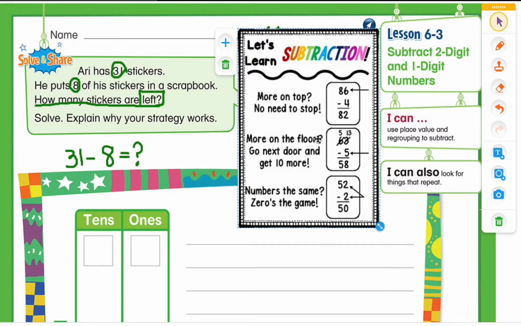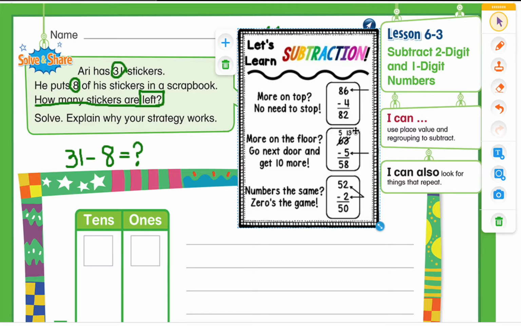But let's think about the time when we do not have that option available, when we don't have more on top. Let's look at this problem. We have 63 minus 5 and you can see that 5 is greater than 3. That means we have more on the floor. So if the number at the bottom in the ones place value is greater than the number at the top, now we have more on the floor.